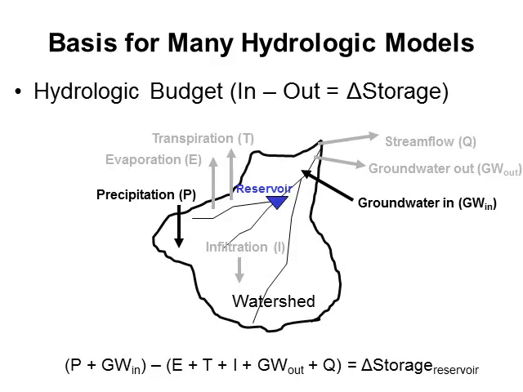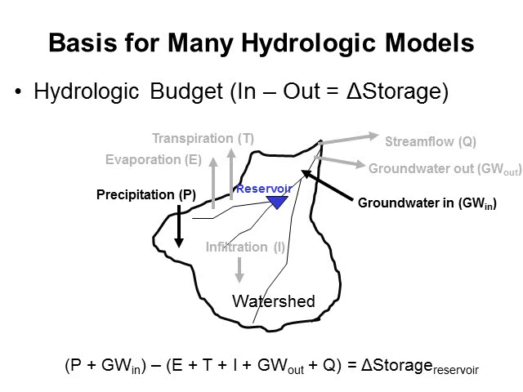Okay, so as an introduction to selecting our model, the first step here is to look at the basis for many of the hydrologic models that we're going to be looking at. All are governed by a hydrologic budget, which in simplest terms is simply inflows minus outflows equals the change in storage in the system. This is just the continuity equation, as it's called.